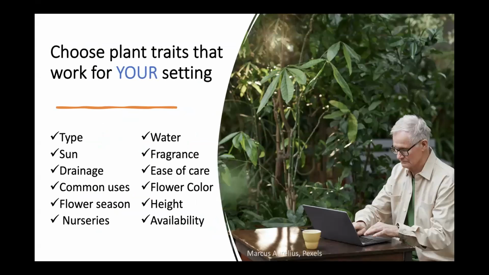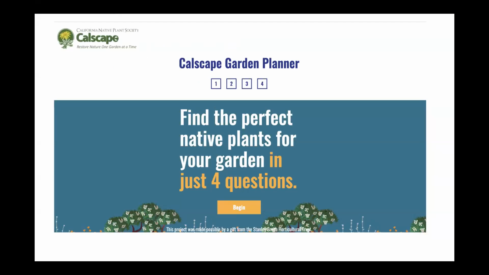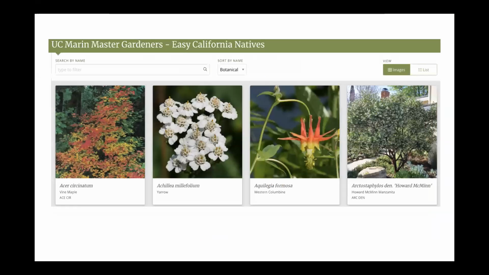You can also filter, right? You can say, oh, I need an evergreen, it needs to have full sun, and I'd like it to be 3 to 6 feet tall and wide, or whatever. You can do that, and it'll give you the plants that meet those parameters. So handy. They also have this kind of fun little garden planner where you answer 4 questions, and it gives you little suggestions. So that's kind of a fun thing.